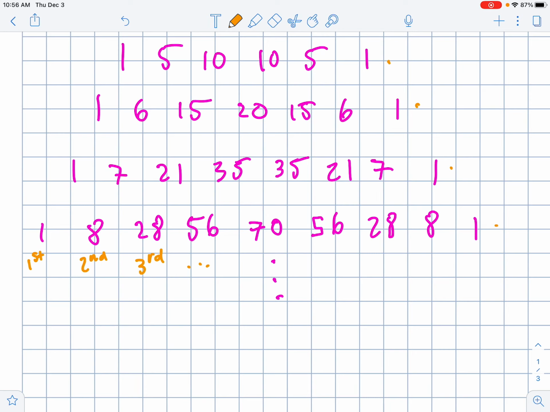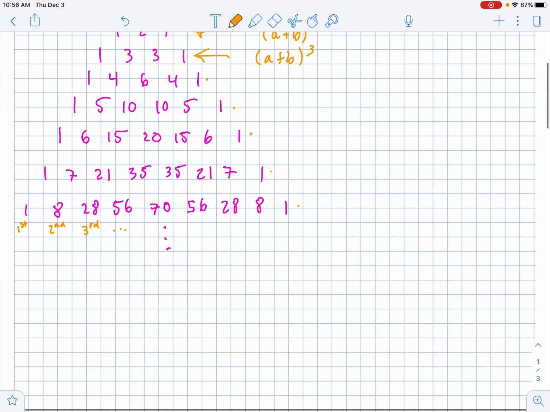Now, there will be problems coming at you guys where they may ask you about (a + b) to the 30th or something, which means it would be very annoying to make a Pascal's triangle all the way up to the 30th row. So the big connection that we didn't get to is that each of these numbers is findable using nCr.